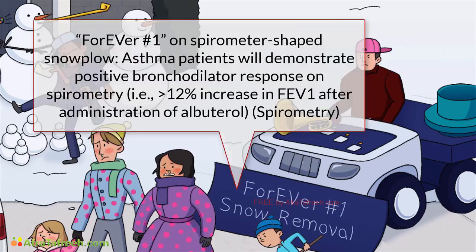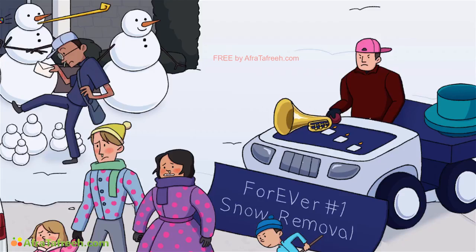A positive bronchodilator response in asthma is defined as an increase in FEV1 of 12% or more after administration of albuterol. Watch out, kid, before you get run over. Reversible airflow obstruction strongly suggests asthma over COPD.